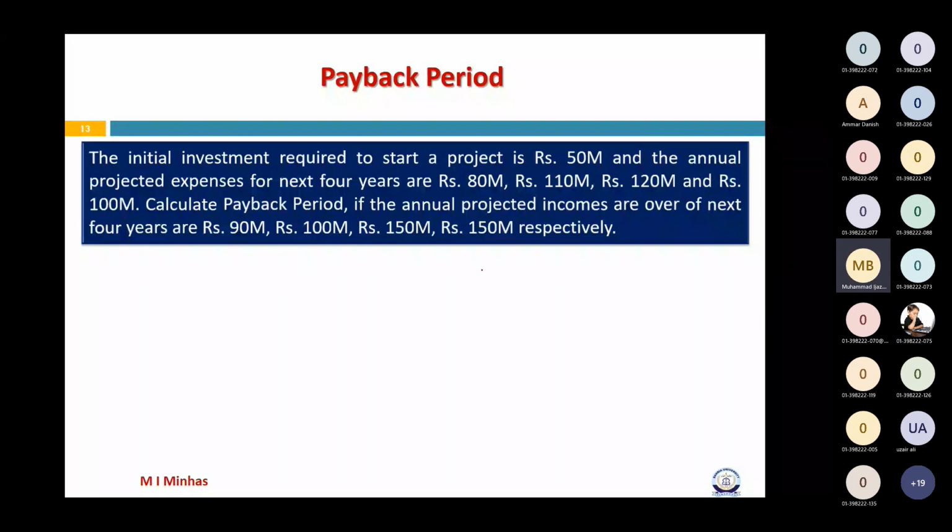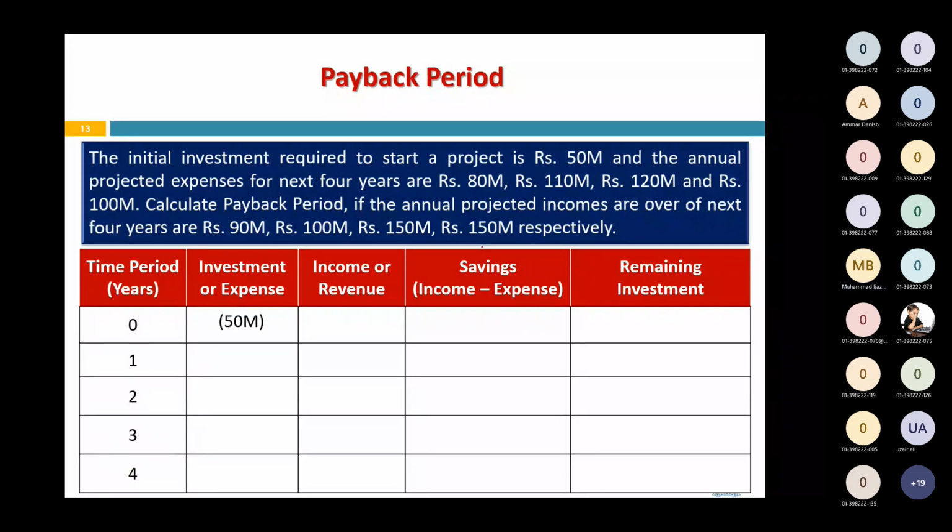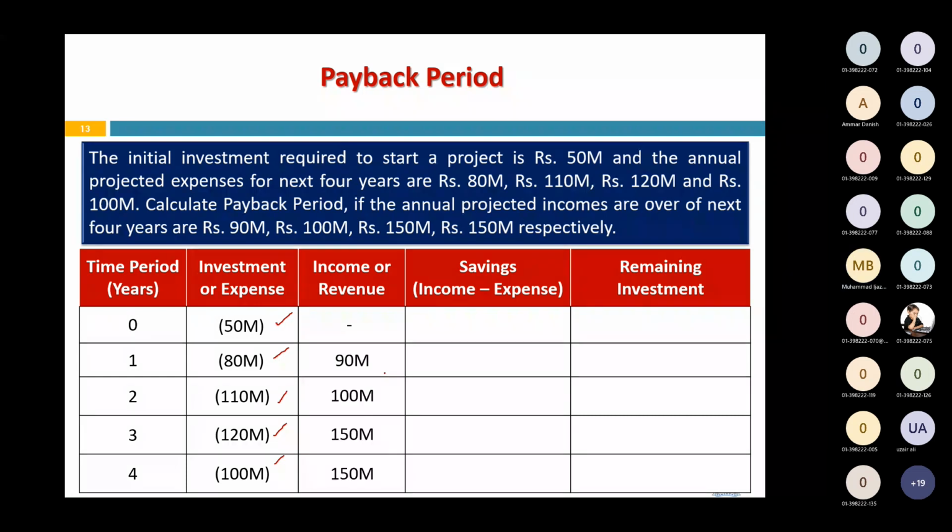Now have a look at this. What's this? Can you see it? Initial investment, 50 million. Yes, sir. Then 80 million, 110 million, 120 million, and 100 million, right? And here, I had different incomes. What happened here? Loss of 10 million.